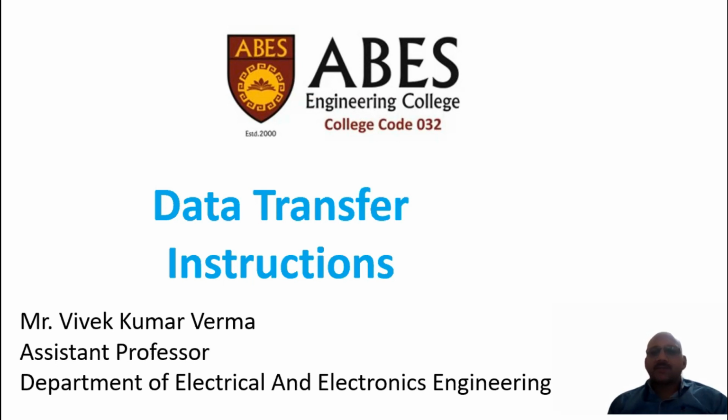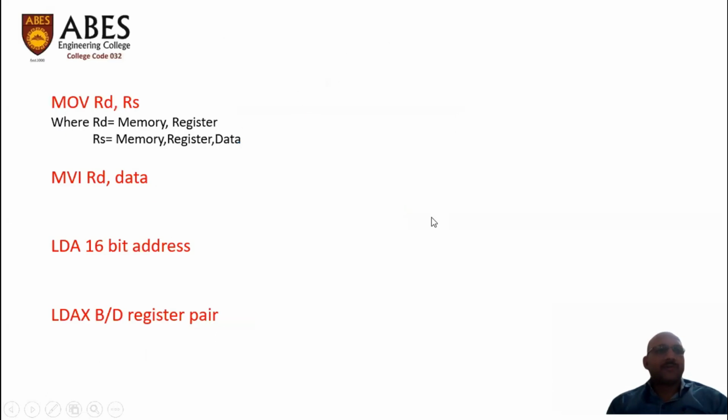Today we will discuss data transmission. First we see the instruction MOV Rd, Rs. This MOV Rd, Rs is basically used to move the data from the source to the destination. Here the source can be memory, register, or data, and the destination can be memory or register.